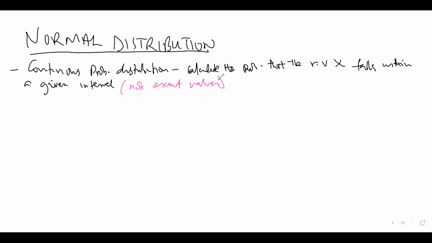So here we'll not be dealing with the probability that X is equal to something. We'll only be dealing with the probability that X is less than something, or the probability that X is greater than something, can be greater or equal, doesn't matter, or the probability that X is within some interval, like that. So we'll be dealing with that.